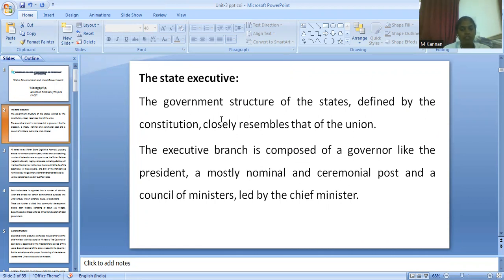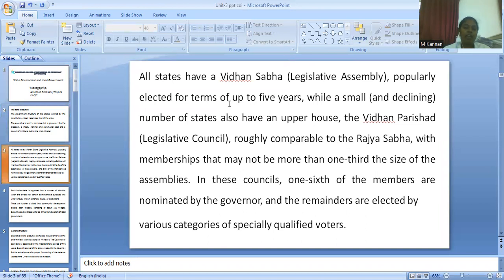The executive branch is composed of a governor, like the president, a mostly nominal and ceremonial post, and a council of ministers led by the chief minister. All states have a Vidhan Sabha, a legislative assembly, popularly elected for terms of up to 5 years, while a small number of states also have an upper house, the Vidhan Parishad, or Legislative Council, roughly comparable to the Rajya Sabha, with memberships that may not be more than one third the size of the assemblies.